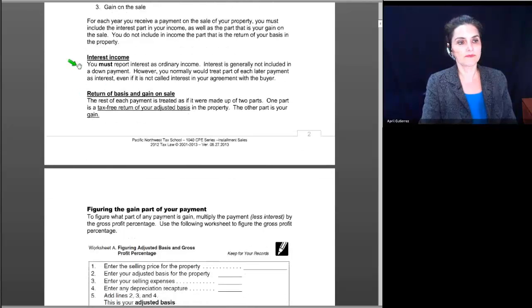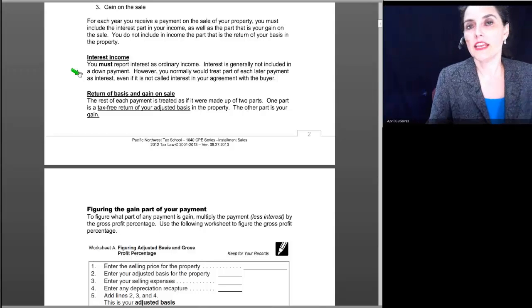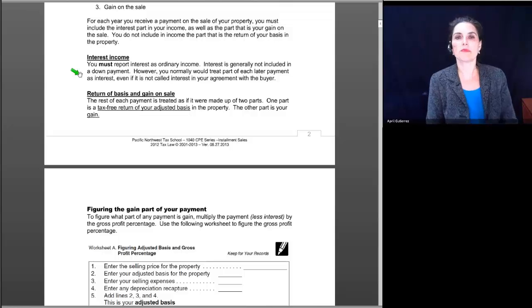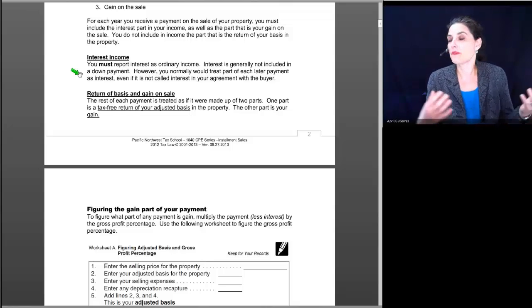Firstly, the interest part. You must report interest as ordinary income. Interest is generally not included in a down payment. However, you normally would treat part of each later payment as interest, even if it is not called interest in your agreement with the buyer. So essentially, if you have a client that comes to you and they have an installment contract, they may or may not have figured or deduced that interest is a part of that contract. Lots of people aren't aware that they have to do that type of calculation, and they think that either interest doesn't apply or that they aren't forced to have interest, or if they do think interest applies, they're not sure exactly how to calculate it.